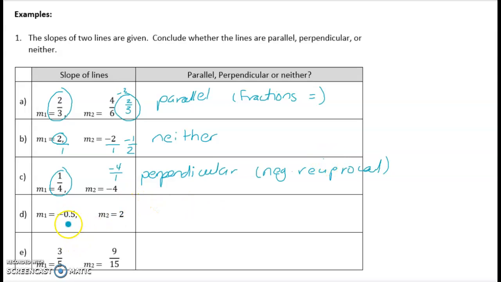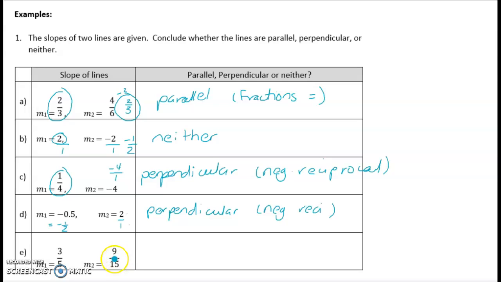Okay, next one, we have -0.5, which is the same thing as -1/2. And then we have a slope of +2, which is 2 over 1. So it went from a negative to a positive, so that's good. And then the 1's on top, 2's on the bottom. And over here, the 2's on top, 1's on the bottom. So this is perpendicular. Okay, it's the negative reciprocal. I'm just going to do short form.